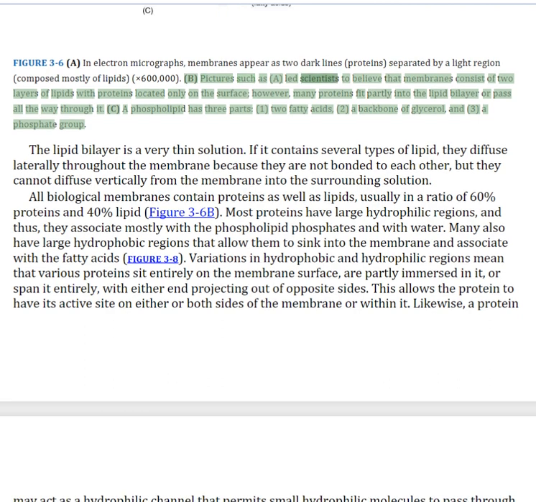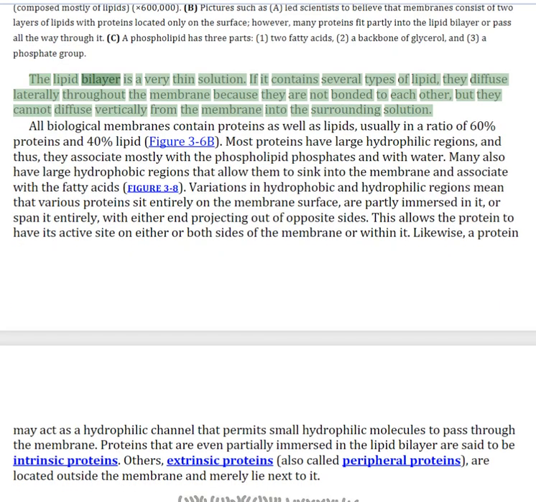Pictures such as this led scientists to believe that membranes consist of two layers of lipids with proteins located only on the surface. However, many proteins fit partly into the lipid bilayer or pass all the way through it. A phospholipid has three parts: two fatty acids, a backbone of glycerol, and a phosphate group. The lipid bilayer is a very thin solution.